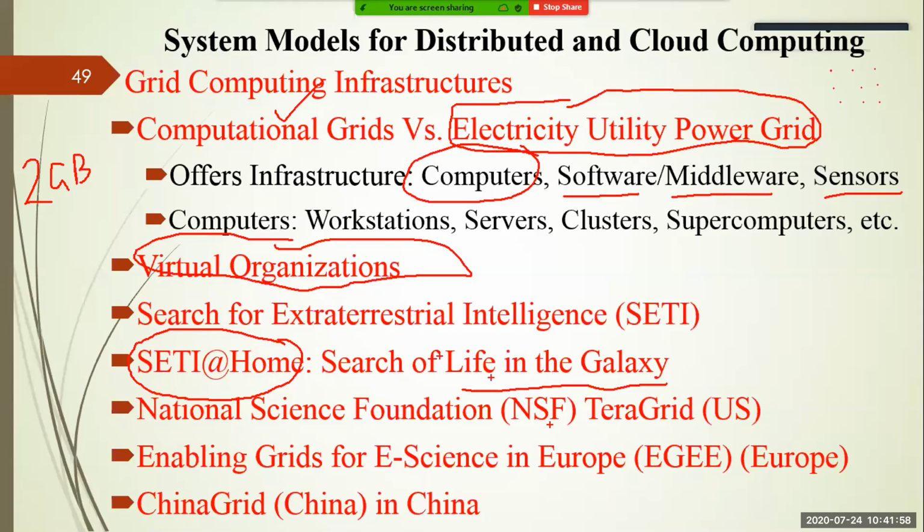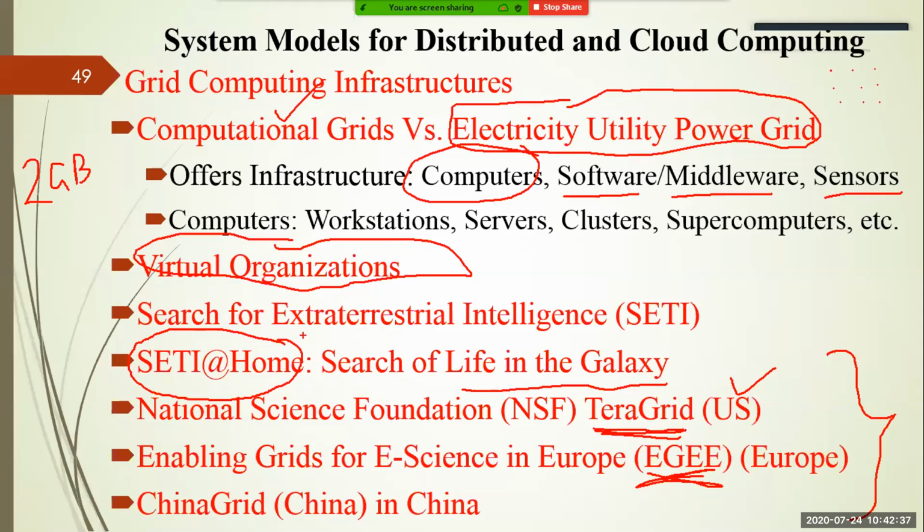Similarly, in the US there is the TeraGrid, which I also mentioned in the previous slide. TeraGrid is used in the United States by the National Science Foundation to execute some work. Similarly, in Europe, people are using Enabling Grids for E-science in Europe, called EGEE. China also uses a grid called China Grid. So what they are doing is voluntarily collecting the virtual computer power of 1 million or millions of computer systems, and running applications like SETI at home.